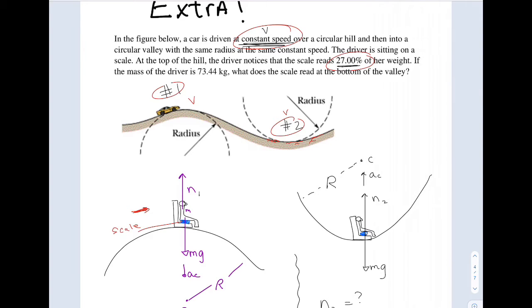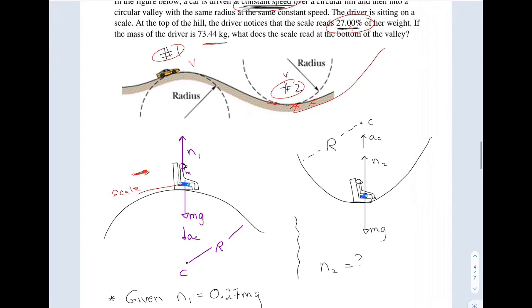They feel lighter. And we saw when we did these notes that if you went a little bit faster, you could actually be weightless at the top. But here they're 27% of their weight. And given the mass of the driver, what does the scale read now when they're at the bottom of that dip?